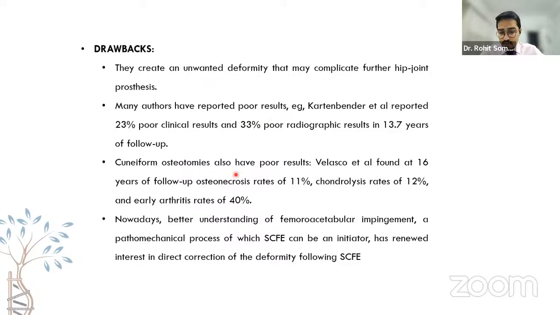Cuneiform osteotomies have also given poor results, although I did come across a study published in 2022 which said that cuneiform osteotomies have better results as compared to the Dunn procedure, not the modified Dunn procedure. Nowadays, since we have a better understanding of FAI, a pathomechanical process for which SCFE can be an initiator, it has renewed an interest in the direct correction of deformity following the SCFE.